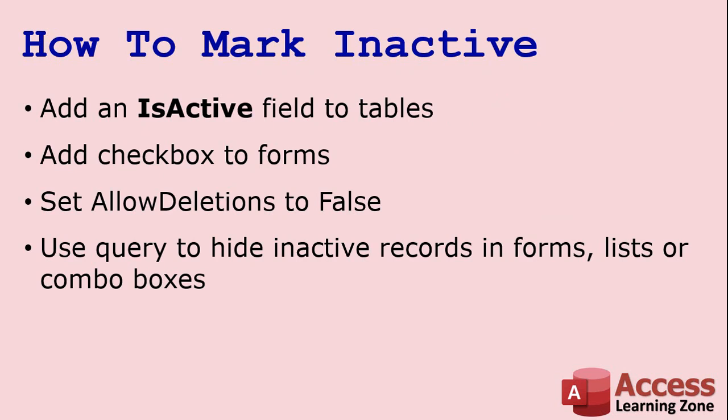This is what I'm going to show you how to do in the video. We're going to add an isActive field to our tables, the tables that you care about. We'll just do customers, but you can do products, you can do employees, you can do everything. All right, we'll add a checkbox to our form so we can mark them inactive or not. We'll set allow deletions to false. That way, our users can't accidentally delete someone. If they try to delete them, you know, they click on the sidebar and hit delete. Nope, can't do it. You have to mark them inactive. Then we'll use a query to hide inactive records in our forms, lists, and combo boxes. So when you open up the customer form, you won't have to see all of these inactive customers.